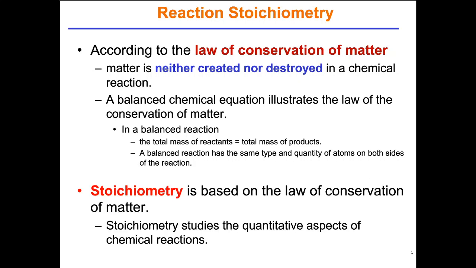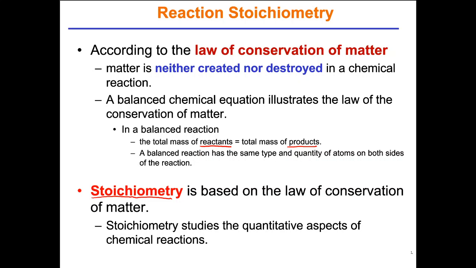Okay, so in a balanced chemical reaction, the total mass of the reactants must equal the total mass of the products. So remember, the reactants are the things on the left-hand side that we're putting in. The products are the things on the right-hand side of the arrow that we're getting back out. So in order to follow the law of conservation of matter, the total mass in has to be equal to the total mass out. And here they say a balanced reaction has the same type and quantity of atoms on both sides. So in other words, if I put something in on my reactant side, it must come out on my product side. And I can't get something out on my product side that I didn't first put in on my reactant side. Okay, and so we're getting back into this idea of stoichiometry, which is essentially based on the law of conservation of matter.